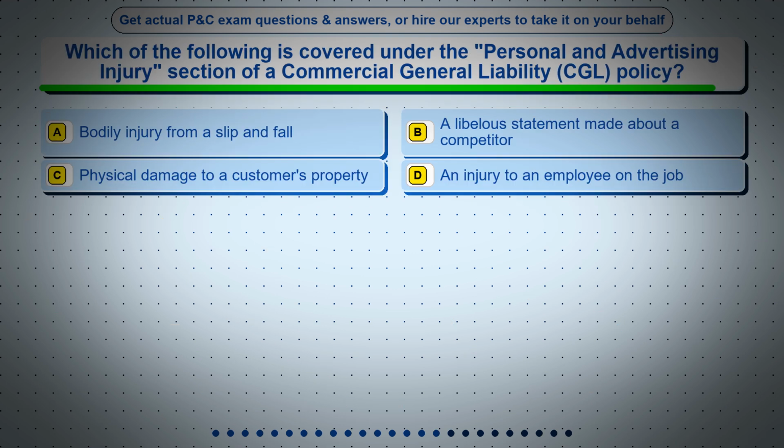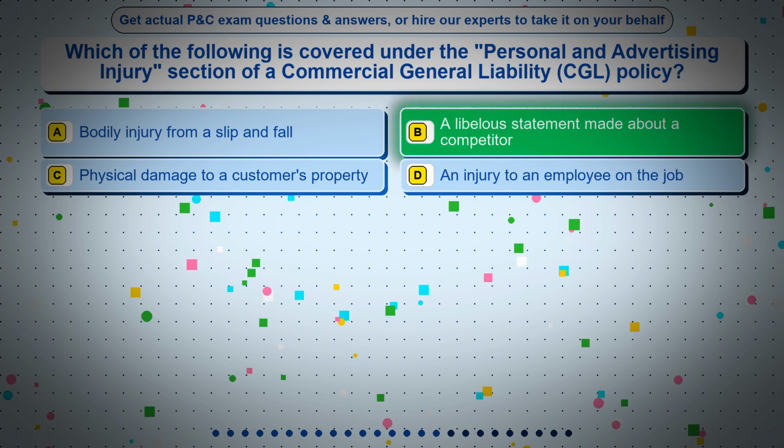Question 16. Which of the following is covered under the personal and advertising injury section of a commercial general liability (CGL) policy? Option A, bodily injury from a slip and fall. Option B, a libelous statement made about a competitor. Option C, physical damage to a customer's property. Option D, an injury to an employee on the job. The correct answer is option B, a libelous statement made about a competitor.